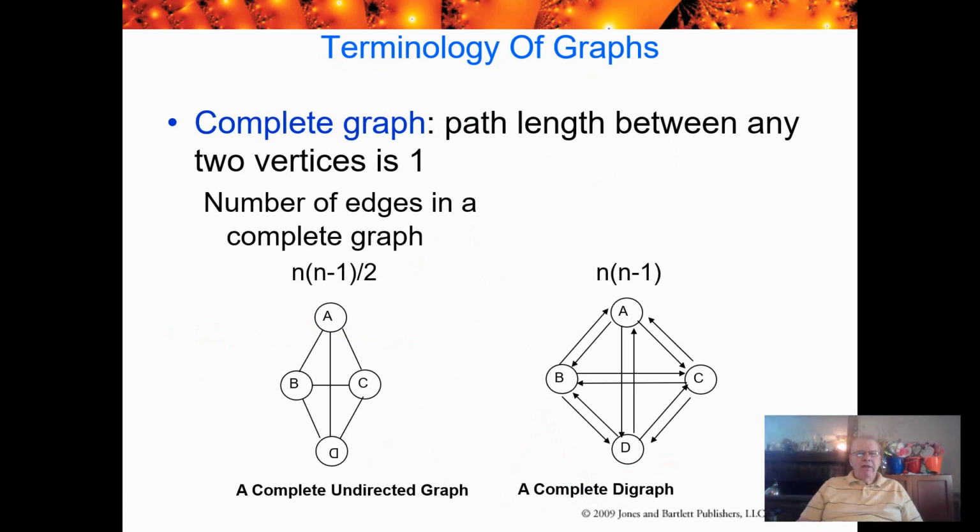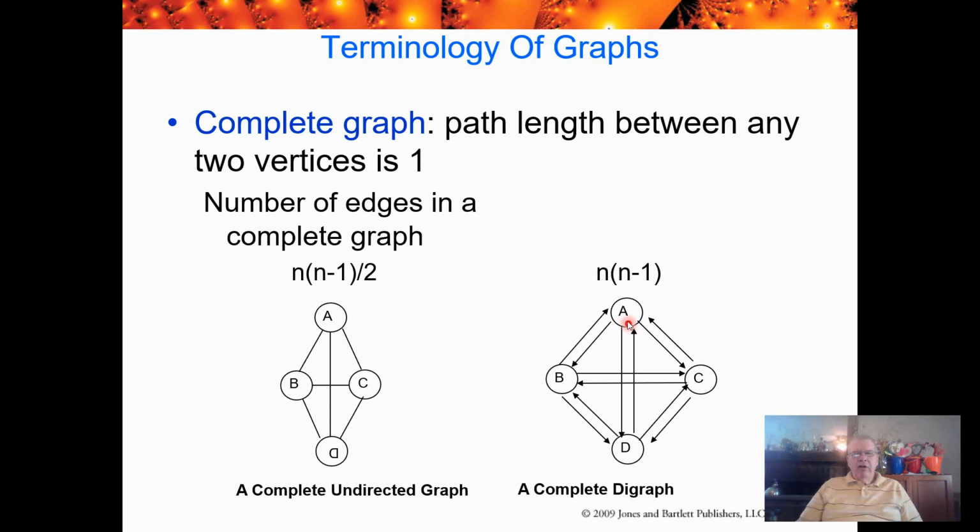A complete graph is a graph where all the vertices are connected to every other vertex directly. Now you may wonder why it's so hard to get a word in edgeways at Thanksgiving dinner. Well, that's because you've gathered the whole family around the same dinner table and there's a complete graph.